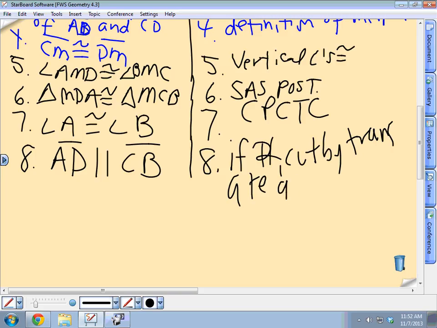No, if just two lines are cut by a transversal such that the alternate interior angles are congruent, then the lines are parallel. Alright. So if two lines are cut by a transversal.